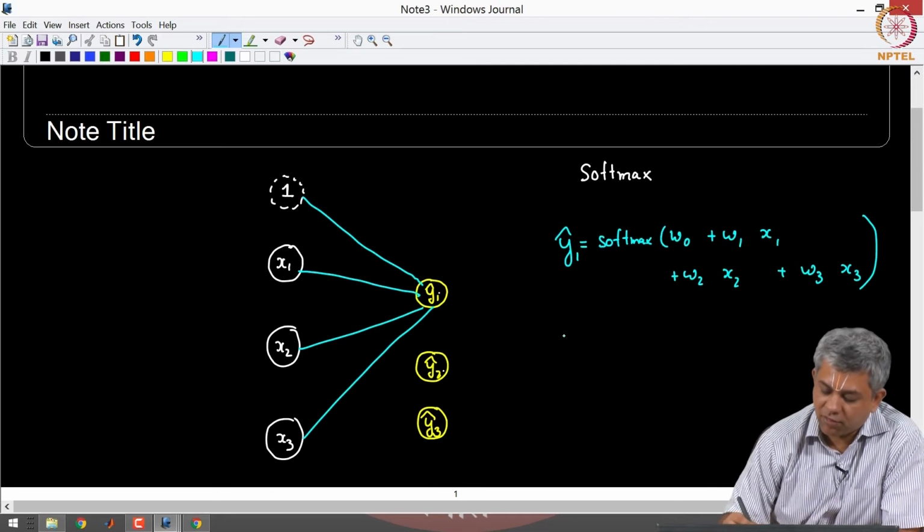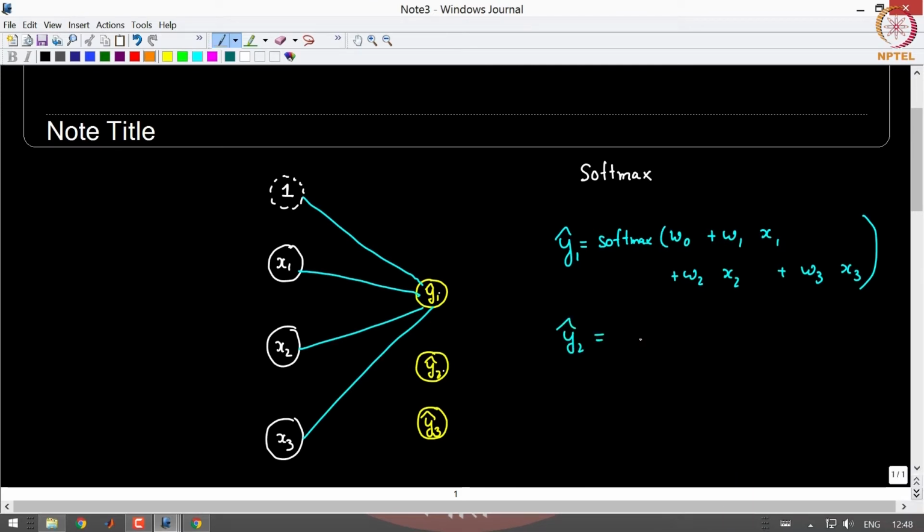Now, suppose I have y2 hat. Now, y2 hat is also softmax of some linear combination W0, let us say, plus W1 x1 plus W2 x2 plus W3 x3. Now, suppose this W0, W1, W2, W3 were the same in both these cases, obviously you are going to get the same y1 hat as well as y2 hat, okay, because otherwise the functions are identical. So, this is not a good idea. So, you need different weights. So, we are going to use different weights here.